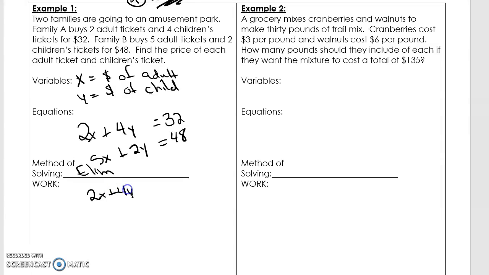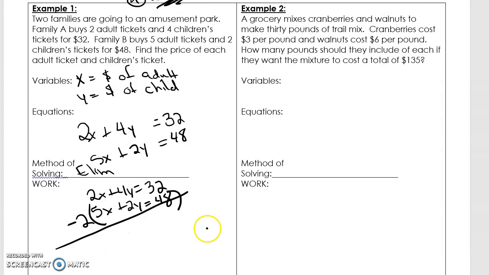2x plus 4y is equal to 32. 5x plus 2y is equal to 48. Again, you can work with x's or y's. It doesn't matter. I'm going to work with y's, and I'm going to multiply that bottom equation by -2. Okay, again, pause me for a second, and we're going to give you guys a minute to solve that and get an answer and see how you did.